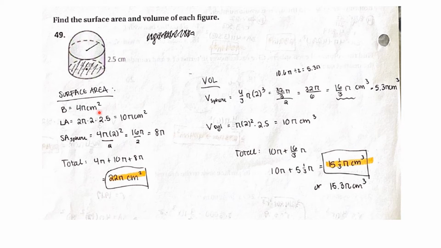So since my base is 4 pi centimeters squared, right? My lateral area, 2 pi r times the height, will be 10 pi centimeters squared. That's the lateral area of the cylinder, right? The surface area of the sphere should be 4 pi r squared, but then I went through and divided it by 2 because really I'm only finding half of the surface area of a sphere. So this half surface area amount that I found here was 8 pi.